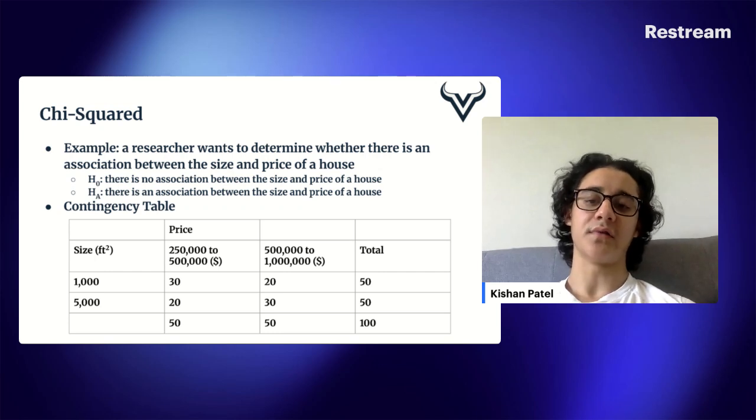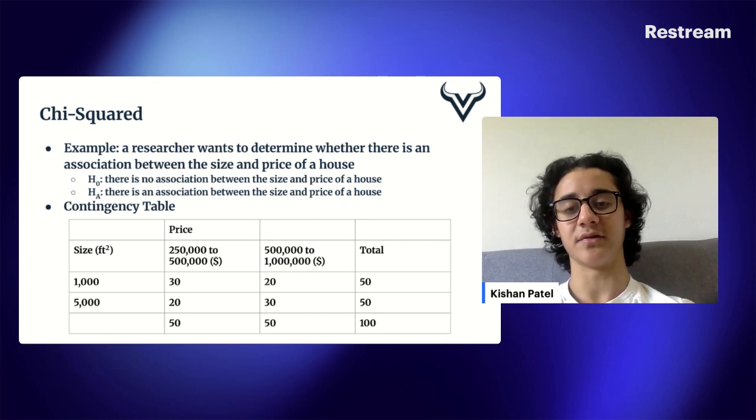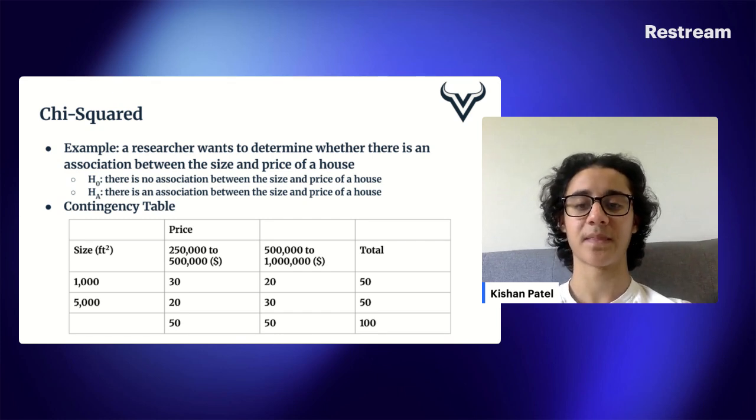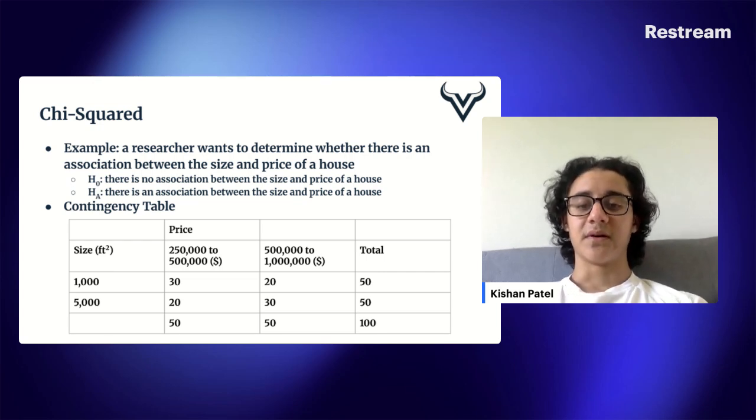Okay, so let's look at another example. A researcher wants to determine whether there is an association between the size and price of a house. Logically, there is an association, so let's see what the results are. The null hypothesis would be that there is no association between the size and price, and the alternative would be that there is an association between the size and price. So we're going to make something called our contingency table.